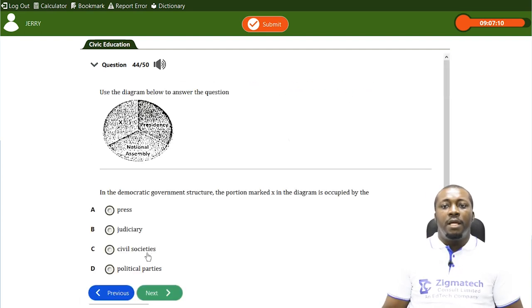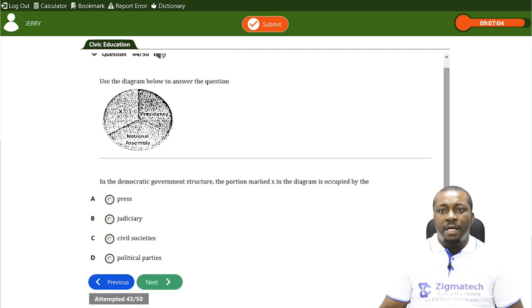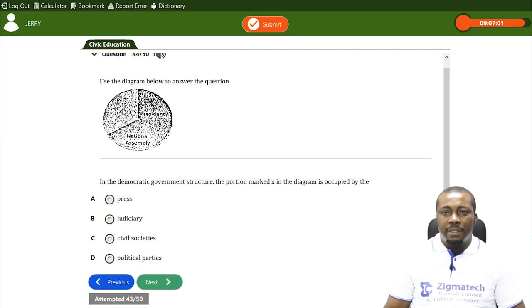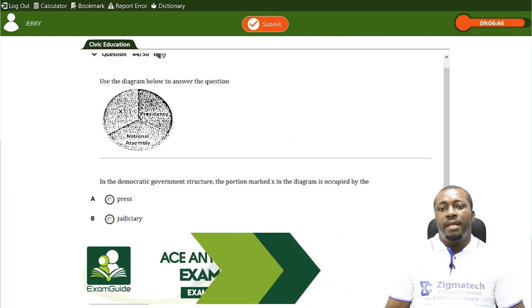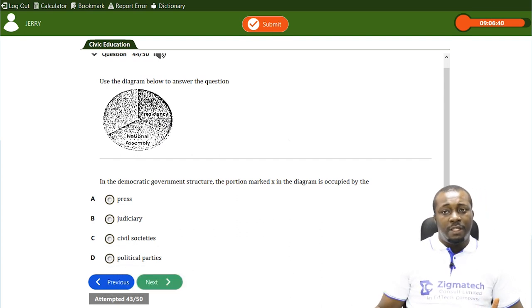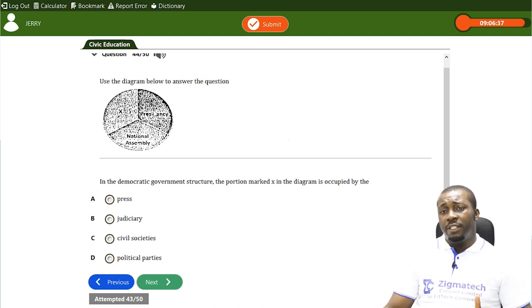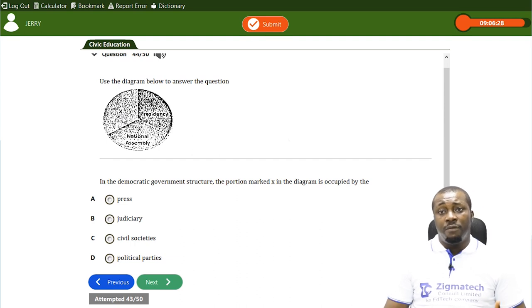So it's civil society. Now, use the diagram to answer the question. Now, if you look at this diagram, it is divided into three parts. This part says the presidency. This one, the National Assembly. This one is X. Now, of course, the presidency and the National Assembly, two arms of government, are represented. The presidency represents the executive arm of government. The National Assembly represents the legislative arm of government. So the X here, of course, we know the arm of government it should represent is the judiciary.